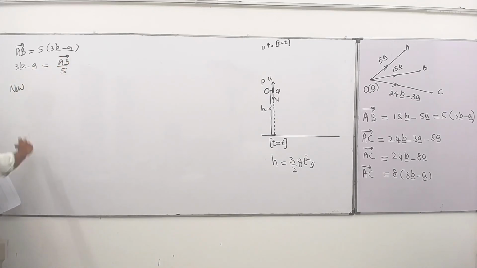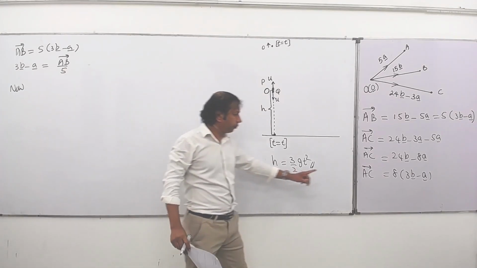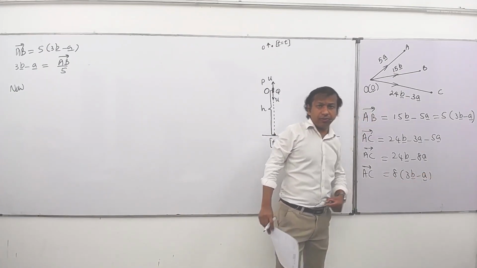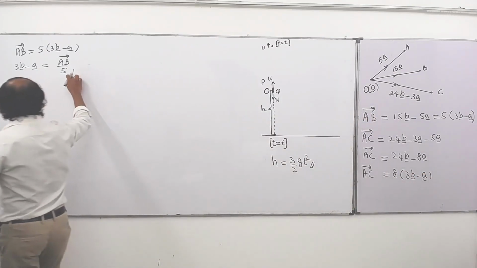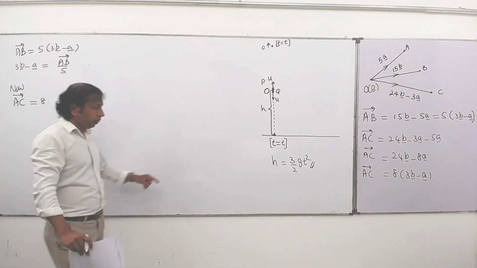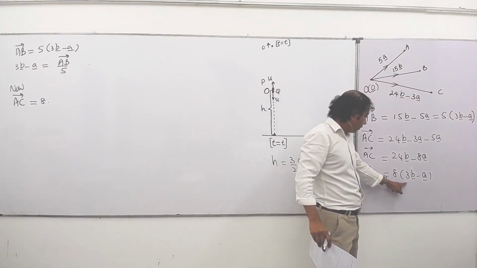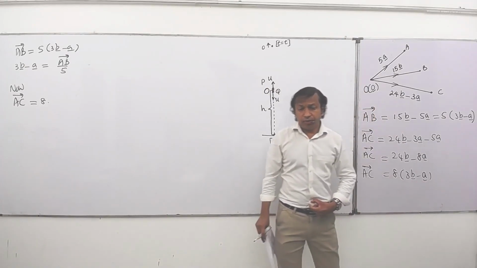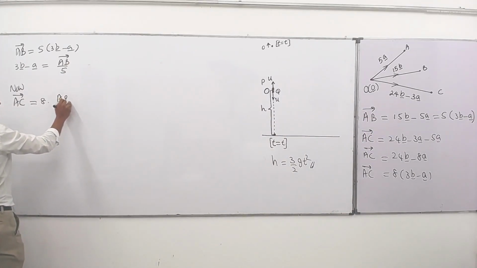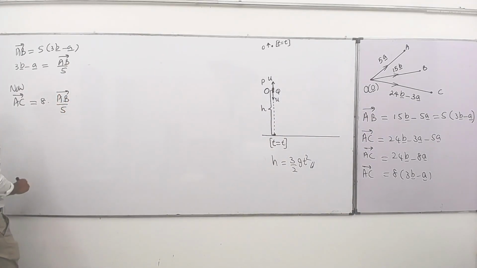Now, what is our AC vector? For this 3B minus A, I substitute this AB by 5. Now, AC vector equals 8 times 3B minus A here. For that 3B minus A, people, I put AB vector by 5. Like this. Then we get AC vector is equal to 8 upon 5 AB vector.